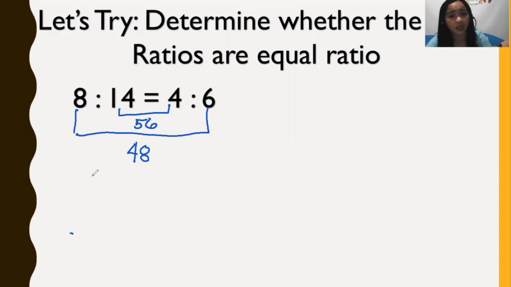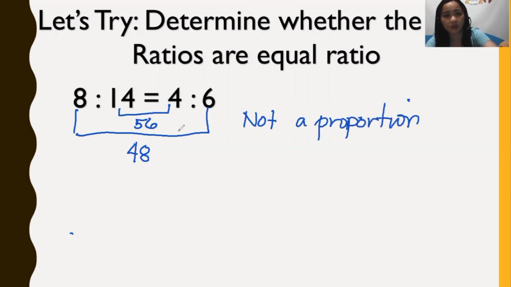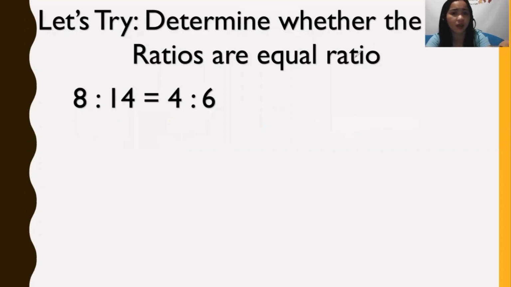Parehas ba sila? Hindi. Therefore, this is not a proportion, because the product of extremes is not equal to the product of means. It is not a proportion. Okay? So again, when we say proportion, we can determine if the two ratios are proportion if their cross products are equal, or if the product of the means is equal to the product of extremes. They are called a proportion. Kung hindi parehas ang product, it is not a proportion.